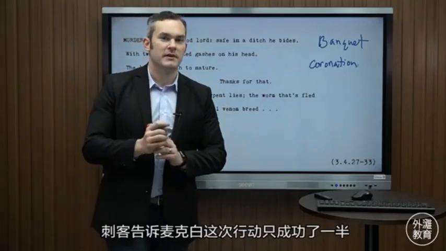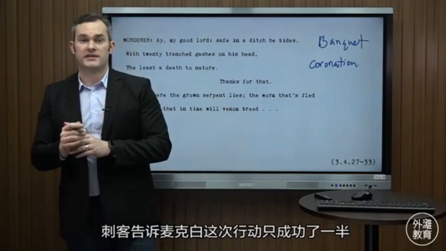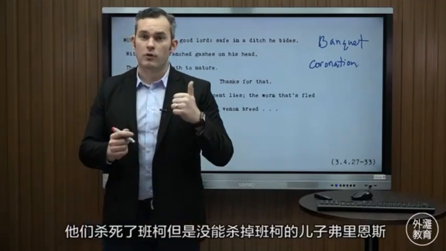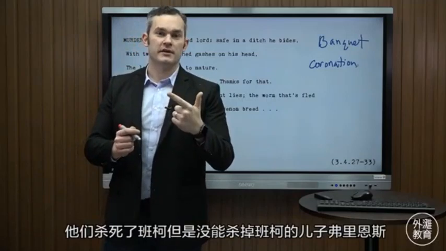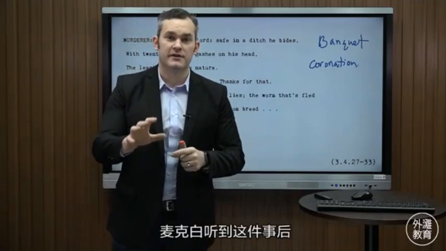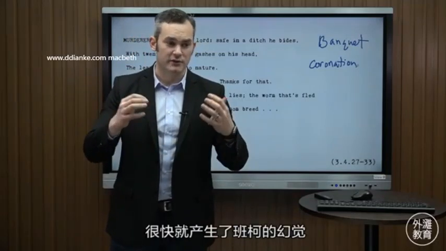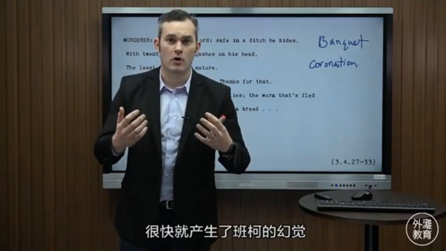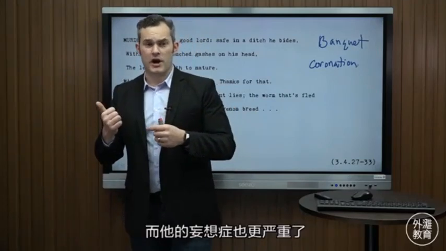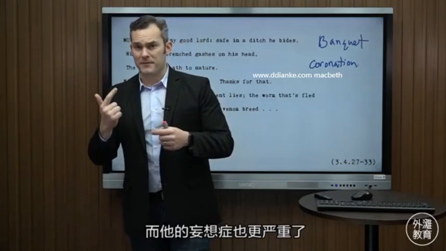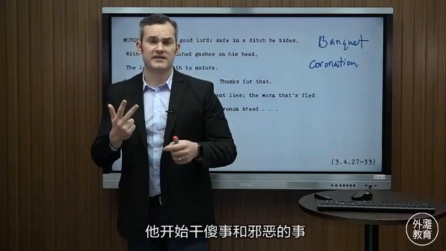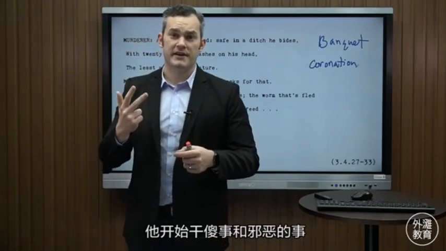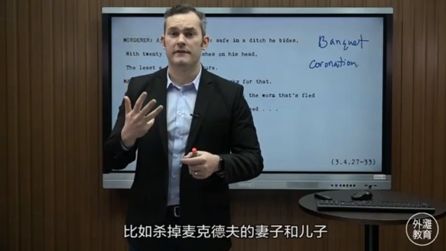And the murderer tells Macbeth that they were partially successful. They killed Banquo, but they did not kill Fleance, Banquo's son. And as soon as Macbeth learns this, this is where his hallucinations of Banquo begin. This is where the paranoia becomes much more intense. This is where Macbeth becomes less rational and begins doing stupid and evil things like killing Macduff's wife and son.